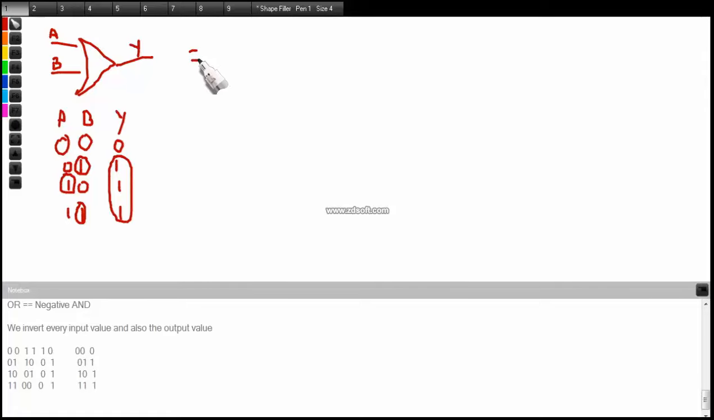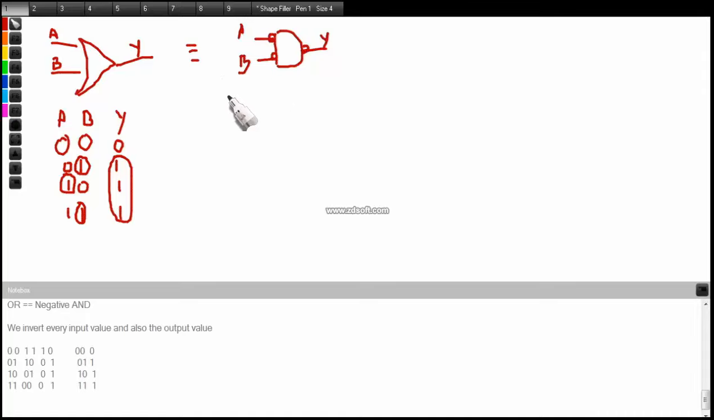Fine. Now, this is equivalent to negative AND gate. Let us see how. We know how the AND gate is, right? This is our AND gate, suppose. I'm taking this, and we have the same inputs A and B, and this is our output Y. This is a simple AND gate. What do you mean by negative AND gate? Whenever we make the negative of any gate, we invert its every input and also we invert the output.